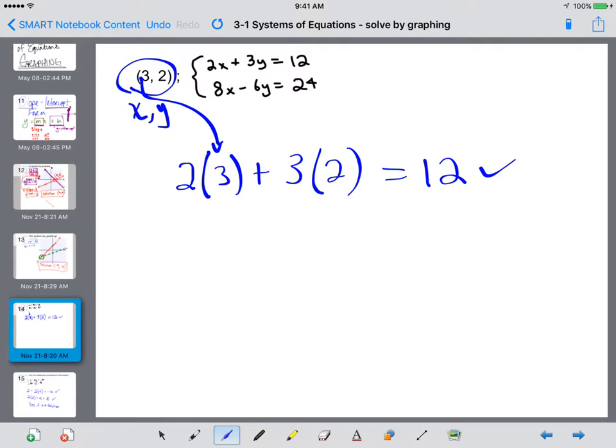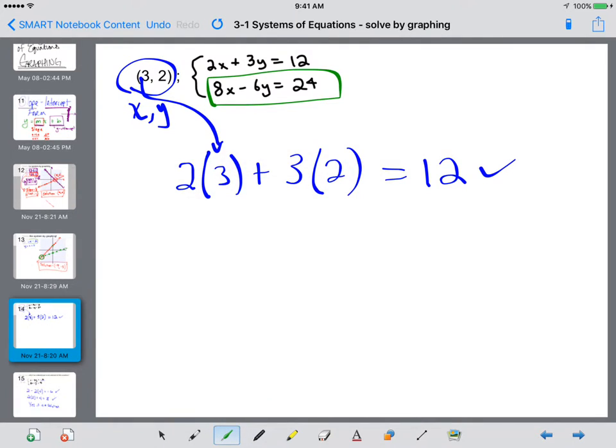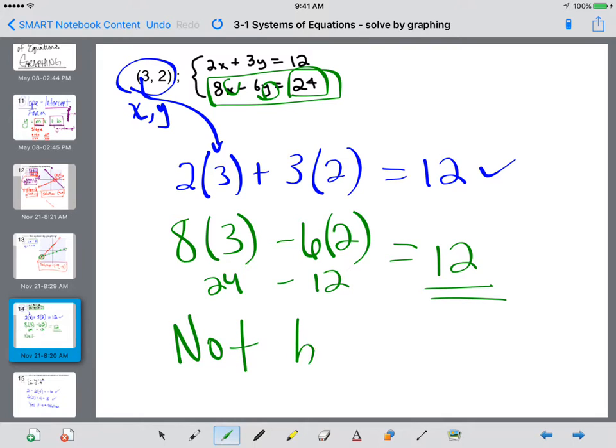That works out. Now I'm going to check the second equation here. I'm going to plug the 3 in for this x and the 2 in for that y. So we have 8 times 3 minus 6 times 2. And we get 24 minus 12, which is 12. And notice how the 12 and the 24 do not match. So therefore, this ordered pair would not be a solution.